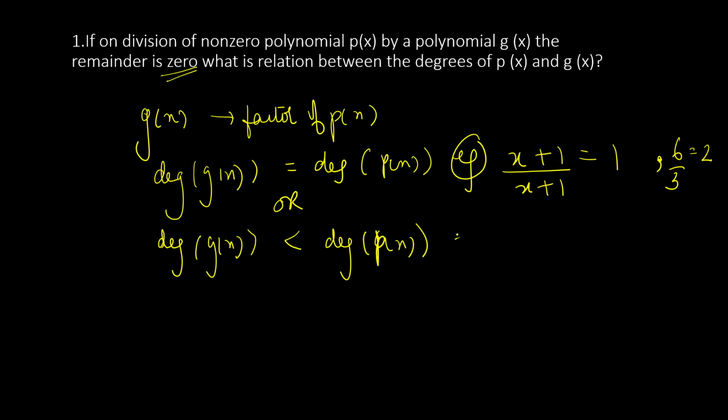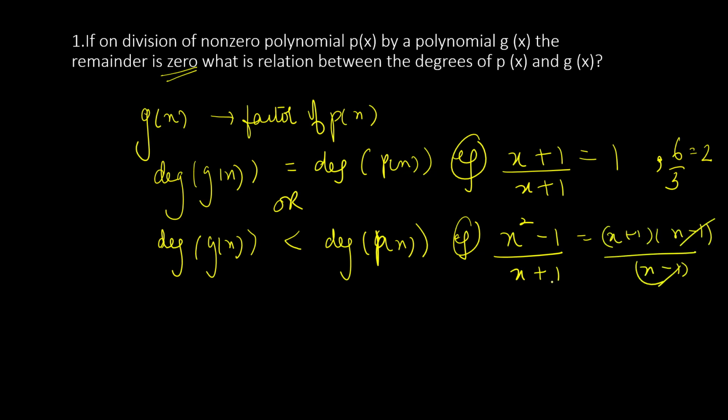Or we may even have degree of g of x is less than degree of p of x. For example, if we had x square minus 1 divided by x plus 1, we know x square minus 1 is same as x plus 1 into x minus 1. And here you are able to perfectly divide, which means the remainder is 0.